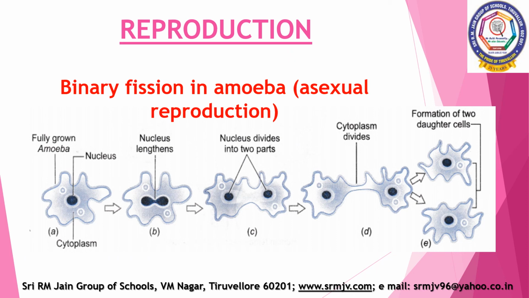Reproduction in protozoans can be both sexual as well as asexual. Though sexual reproduction is less common, many protozoa reproduce asexually by cell division. Amoeba reproduces asexually by binary fission, where the parent amoeba divides into two daughter amoebae.